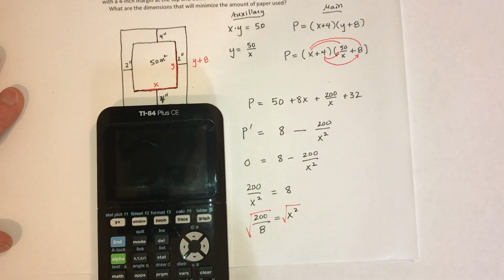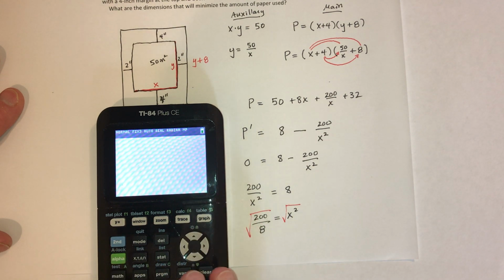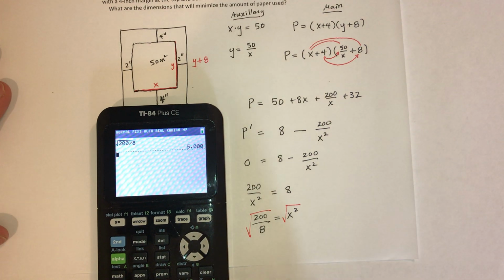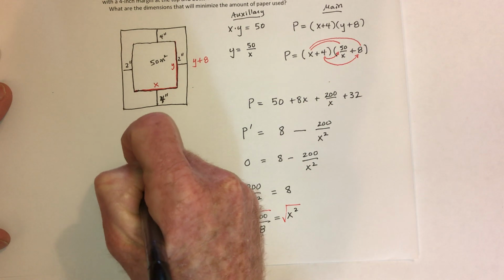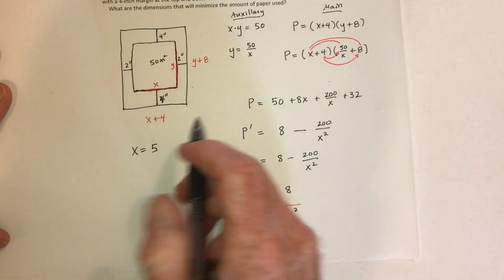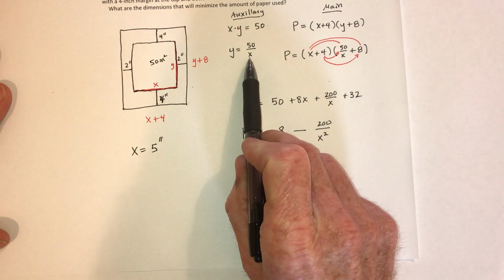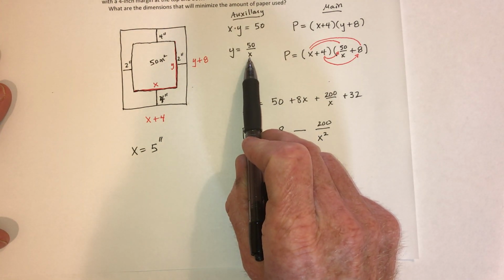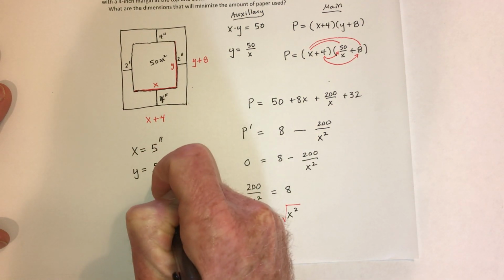So what is the square root of 200 divided by 8? Oh, nice. It's exactly 5. So x equals 5, and the units are inches. Finally, find out what y equals. So substitute the 5 right here. So y will be 50 divided by 5.